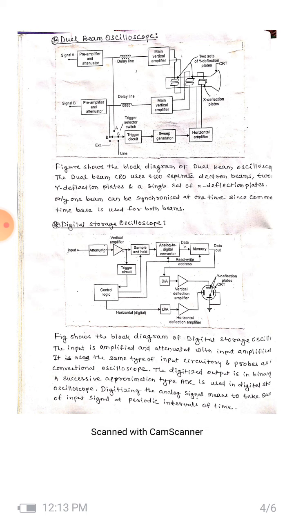In this way it is converted into digital format. The input signal is attenuated and amplified with the vertical amplifier. The trigger circuit generates a pulse waveform at the desired sampling frequency. Each pulse switches the sampling gate, that is the sample and hold section, and the ADC is on for a particular time period.